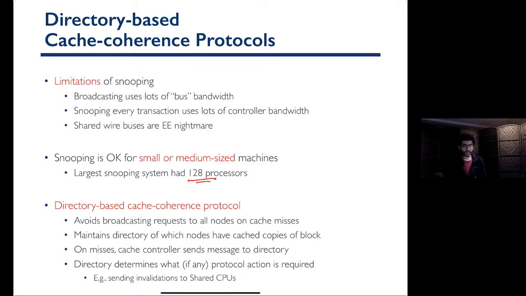So with directory-based cache coherence protocols, you move from these broadcasts to direct messages. So therefore, you can actually scale your design. So you can support more than like 120 processors.